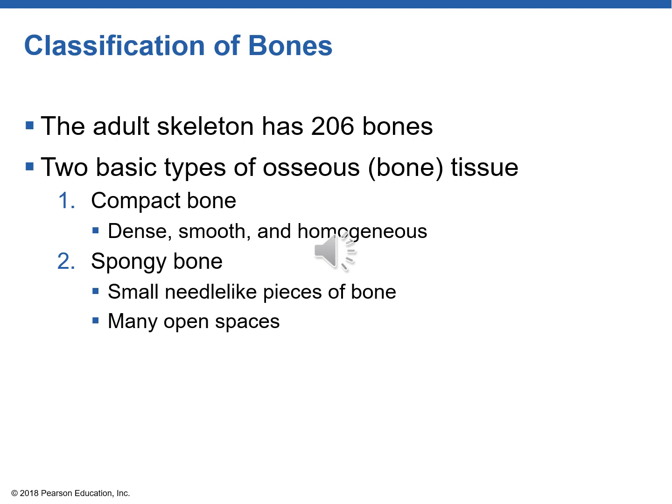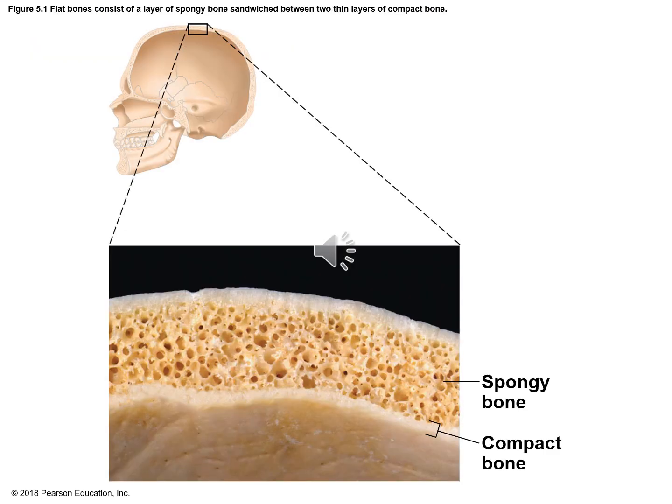We are going to be studying the structure of two different types of bone tissue, compact and spongy bone. Here we can see an example of how spongy bone and compact bone are aligned. For example, in the skull, we see that compact bone is on the outsides and spongy bone is in the middle.